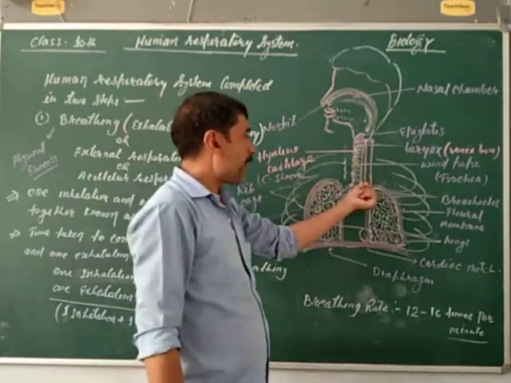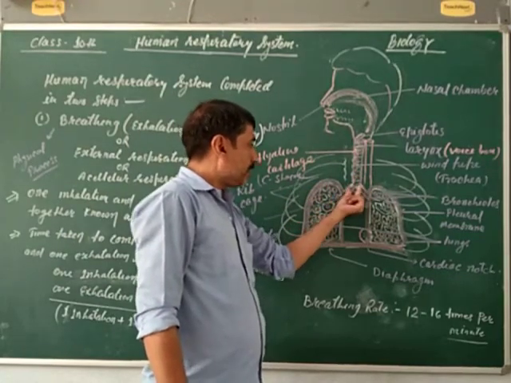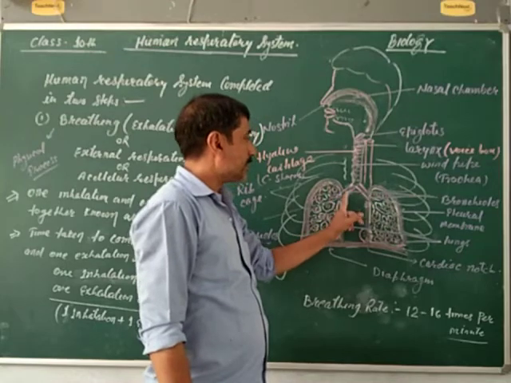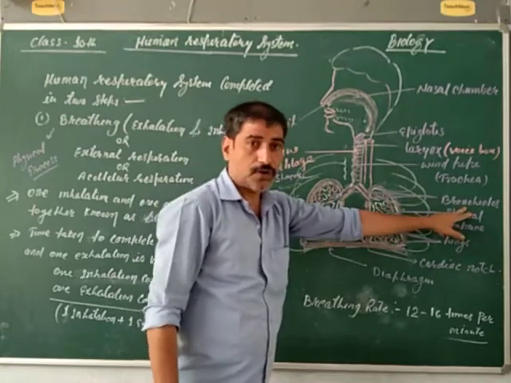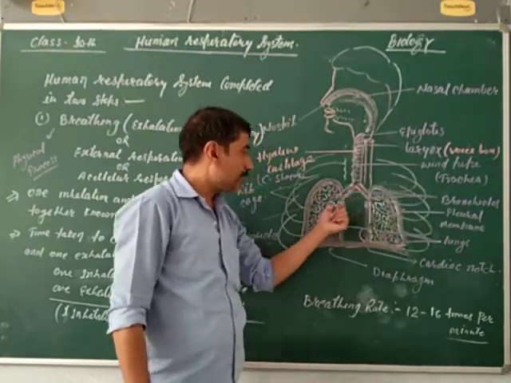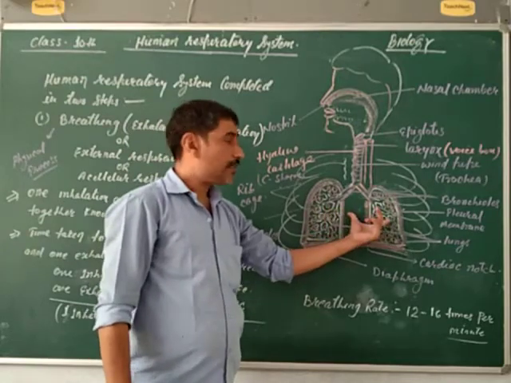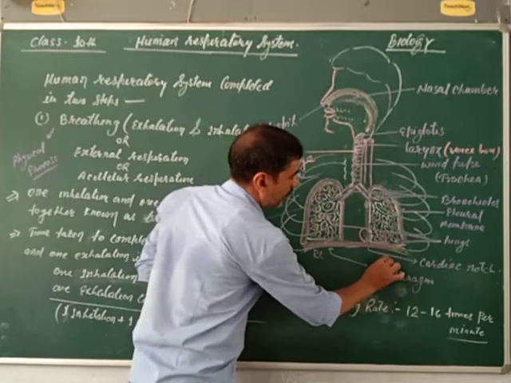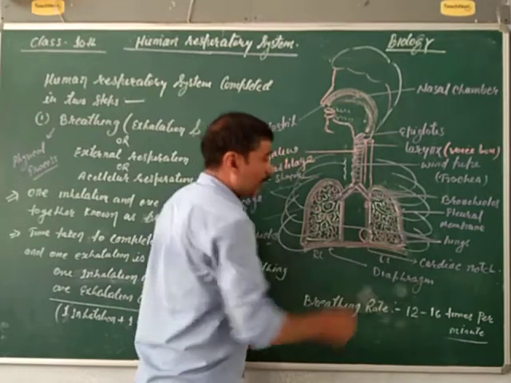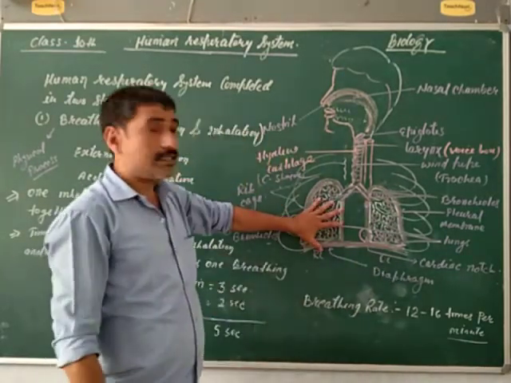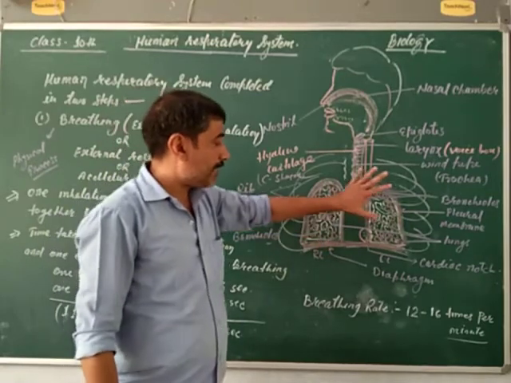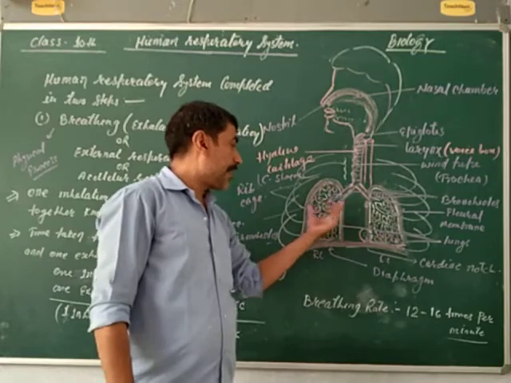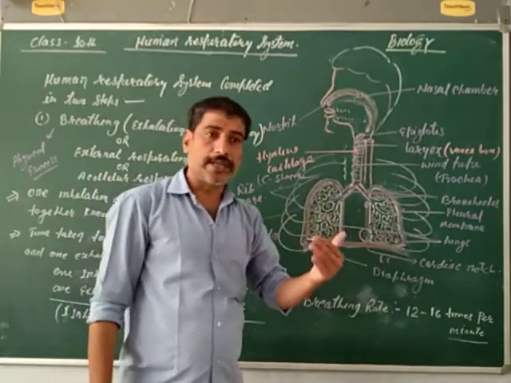Now, this windpipe again branches into the bronchi, and these branch into bronchioles. The bronchioles enter the lungs. There are two lungs: this is the right lung and this is the left lung. The right lung is greater in size than the left lung. The right lung is slightly bigger than the left lung.